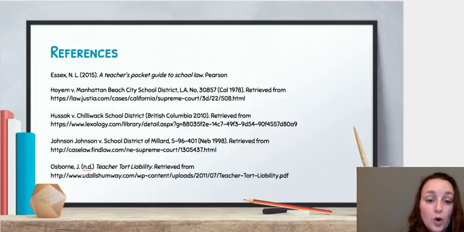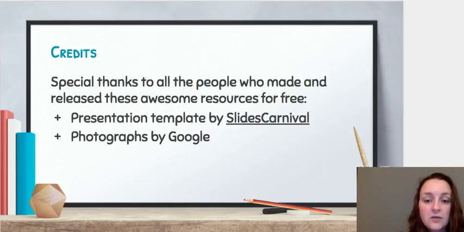Taking a look at my references, I referenced a teacher's pocket guide to school law, and then there was a couple different court cases that I referenced throughout my presentation. And this slide was made by Slide Carnival, and my photos came from Google.